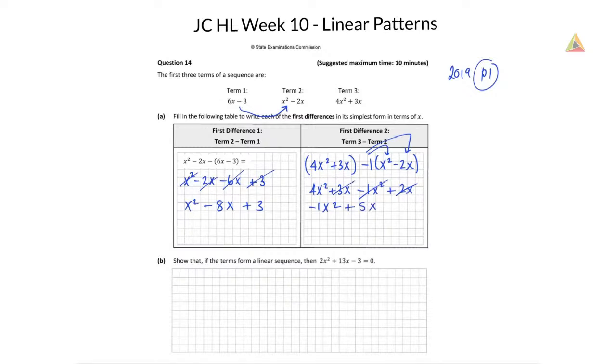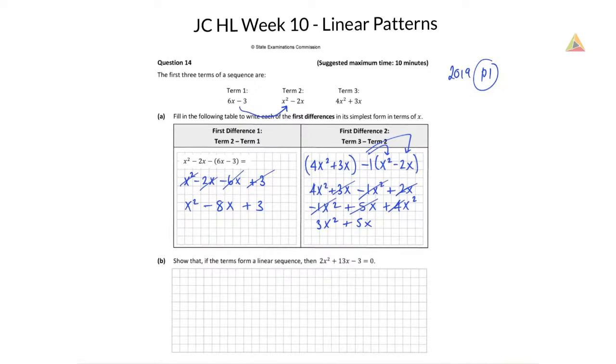And actually I forgot to bring down the 4x squared, so I'll bring that down here. So we can actually shorten it even more. Minus 1x squared plus 4x squared is 3x squared. So they can go, and we're bringing down the 5x. So that's the second difference. So the difference between term 3 and term 2 is 3x squared plus 5x.